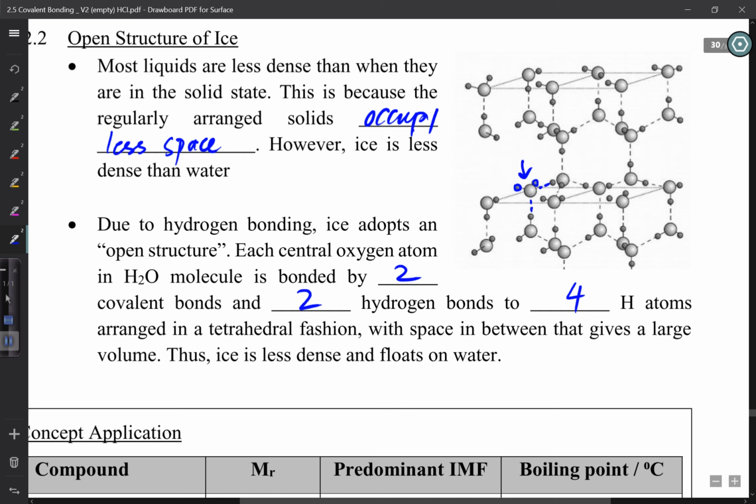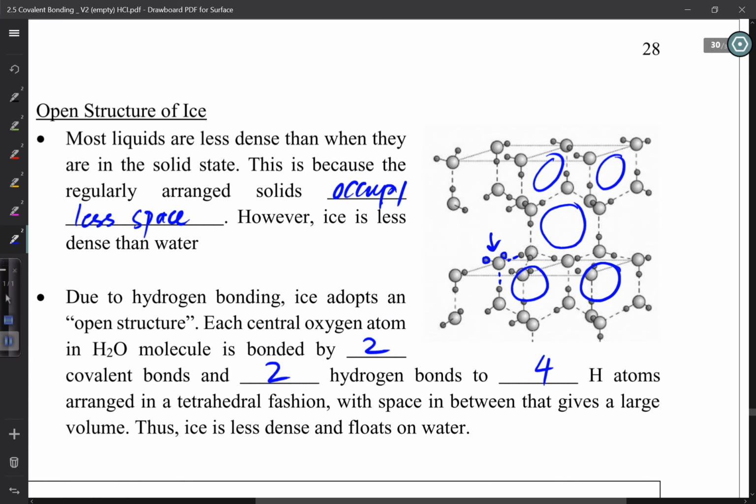So upon freezing, you can see that I introduce a lot of these air pockets, empty spaces or empty voids, which doesn't contain anything. Which means that its volume will be larger than that of water. So density, which is mass over volume, will be smaller. So remember this formula, rho is equal to m over v.